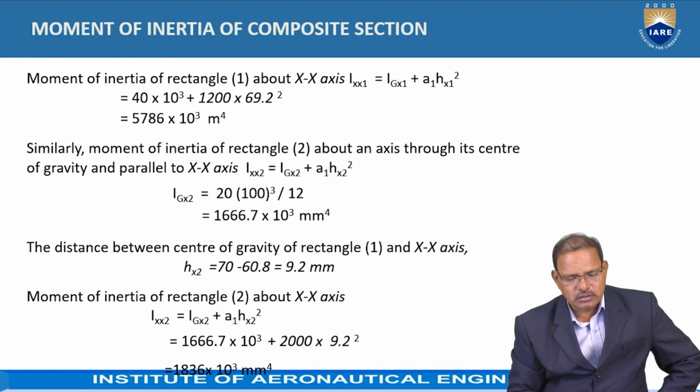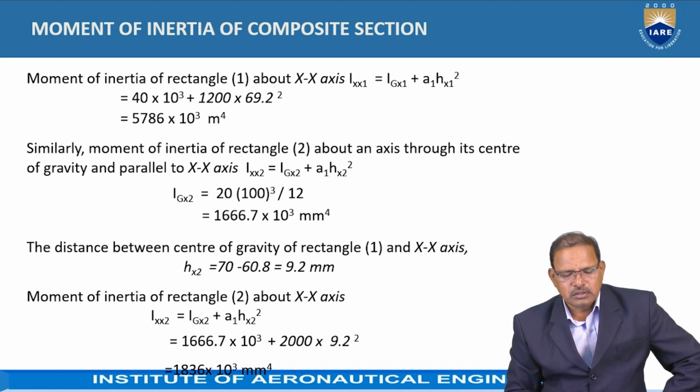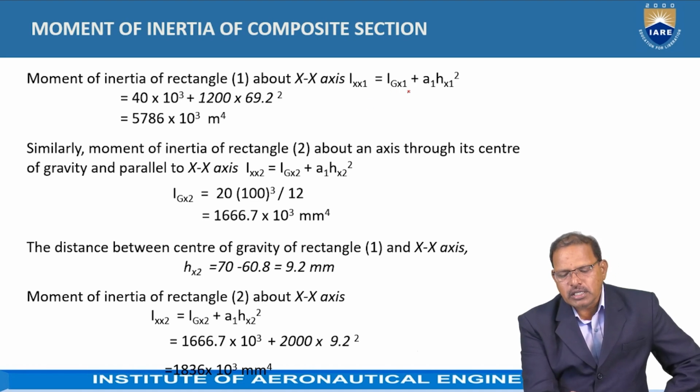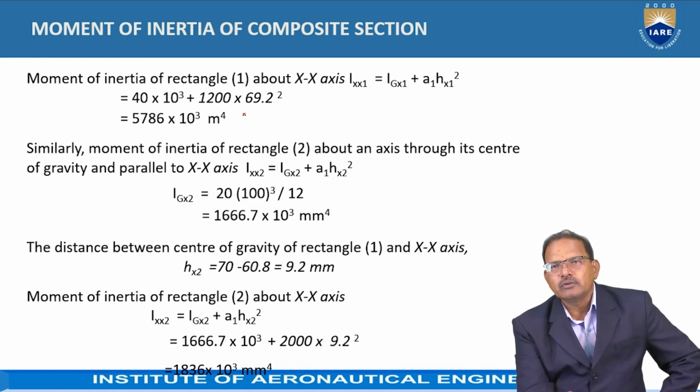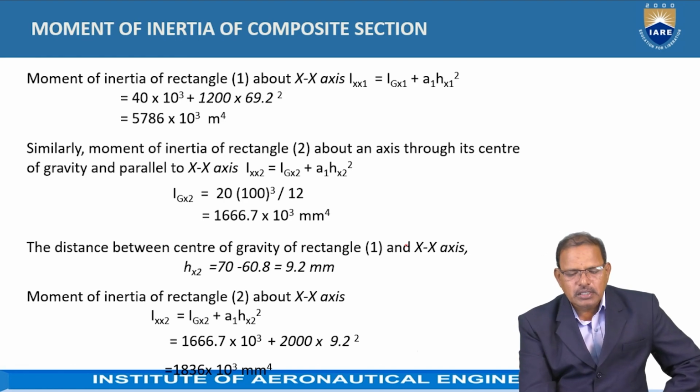Similarly, for rectangle 2 now, when we are transferring the moment of inertia of the first rectangle about the central axis of the composite section, according to the parallel axis theorem, Ix1 is equal to Igx1 plus A1 hx1 whole square, 40 into 10 to the power of 3 plus 1200 into 69.2 whole square, we got 5786 into 10 to the power of 3 mm to the power of 4 now.